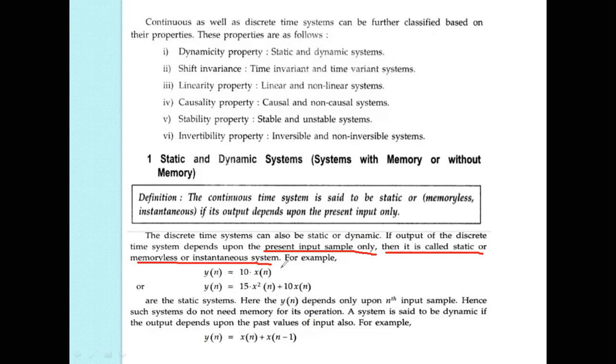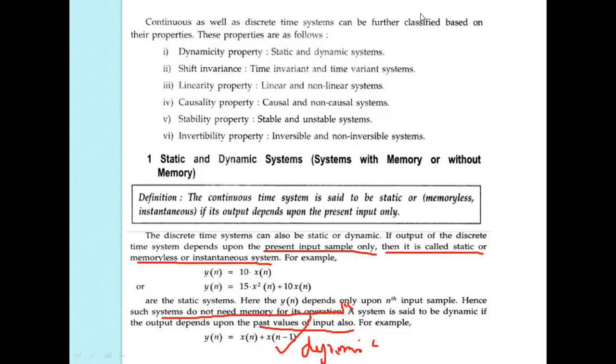For this system, the system does not need memory for its operation. And what does dynamic mean? A system is said to be dynamic if the output depends upon the past values of the input also. Y of n is equal to x of n plus x of n minus 1. Call it a dynamic. Understood, my dear students? The first property, the dynamicity property in the linear systems.